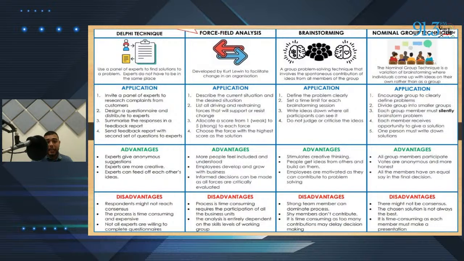Experts do not have to be in the same place. I know that there are 7 steps in the application, but I've given you four because you'll only get marked on the first four. So first you'd invite a panel of experts to research complaints from customers. Then you design a questionnaire and distribute it to the experts, and then they would summarize the responses in a feedback report. They would send the feedback report with a second set of questions to the experts. The experts will then come up with a solution and the company would implement it afterwards.